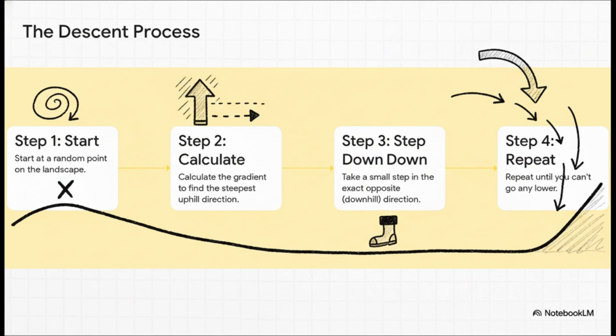It's this simple, repeatable loop. Step 1, you just plop yourself down at a random spot on this arid landscape. Step 2, you figure out the gradient. Which way is steeply uphill? Step 3, you take a small step in the exact opposite direction, downhill. And step 4, you just do it again, and again, and again. You just keep taking one tiny step after another until you can't go any lower.